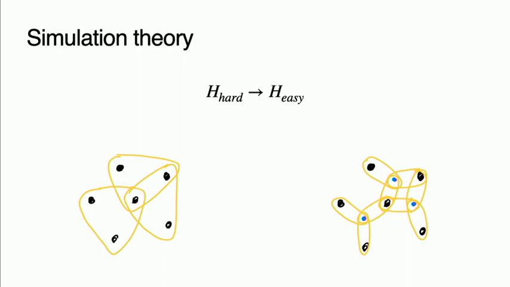So the tool that we use is called simulation theory. It's a really common tool in quantum complexity theory. The idea in general is that you start with a hard Hamiltonian and you want to simulate it with a Hamiltonian that is easy to implement in your lab. The archetypal example is if you have a 3-local Hamiltonian, you might want to simulate it with a 2-local Hamiltonian at the cost of adding some ancillary qubits.